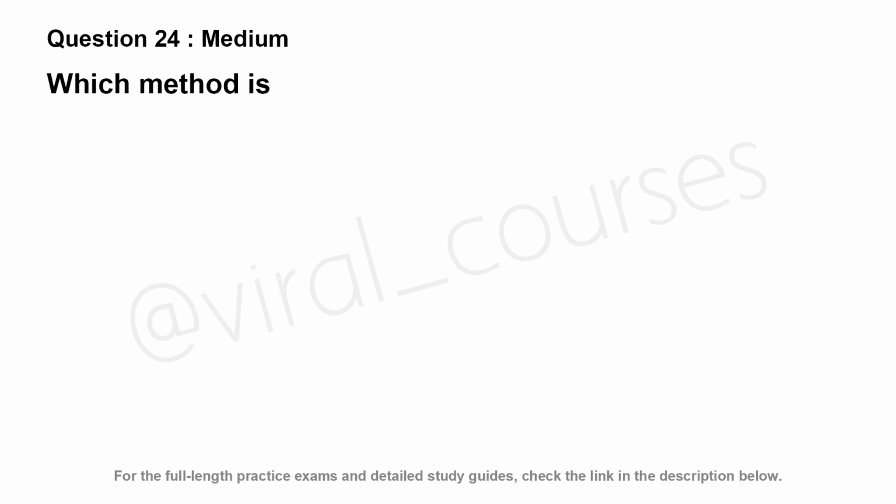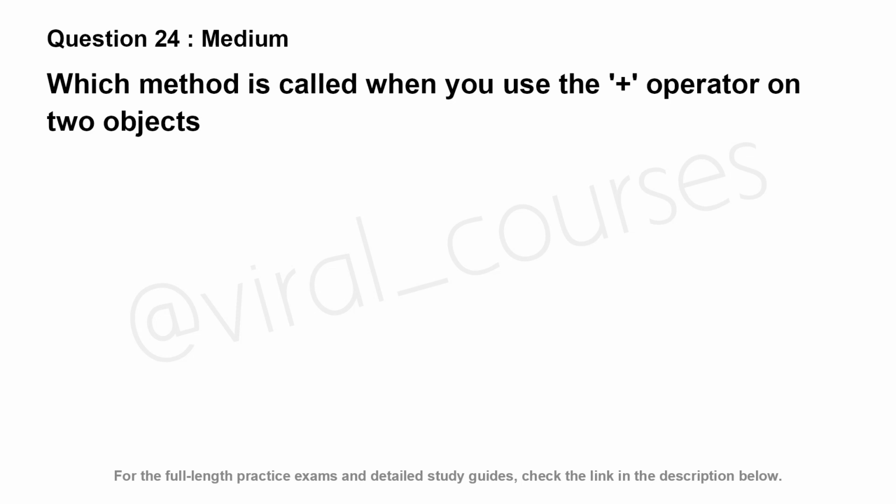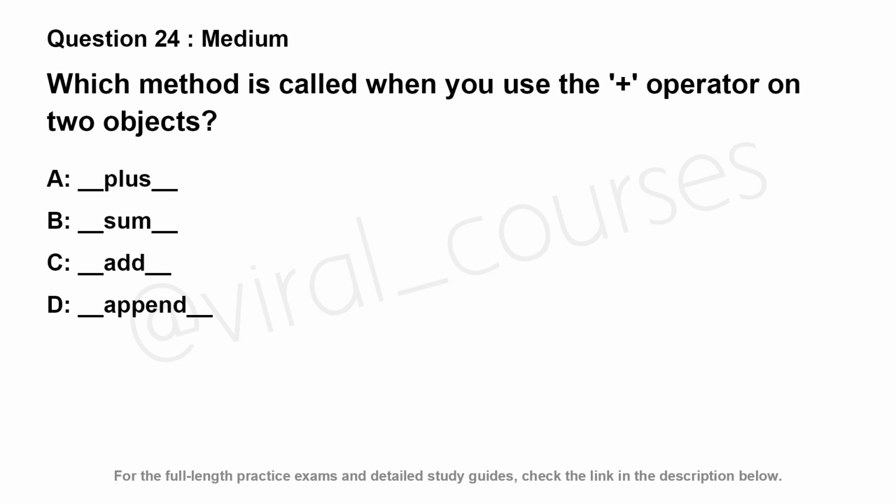Which method is called when you use the plus operator on two objects? Option A, __plus__. Option B, __sum__. Option C, __add__. Option D, __append__.